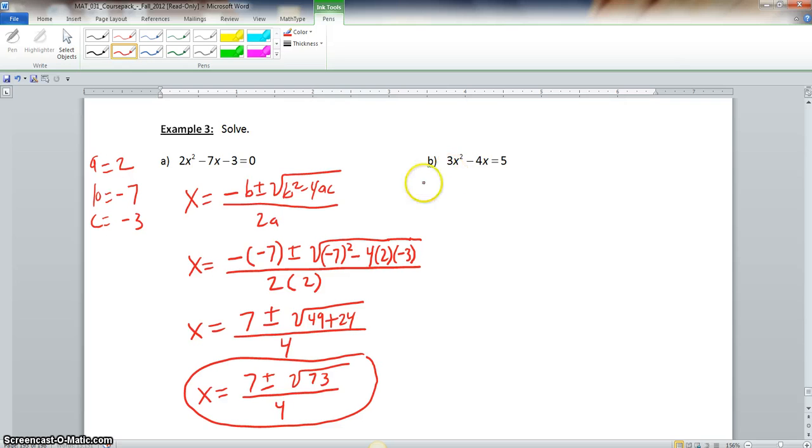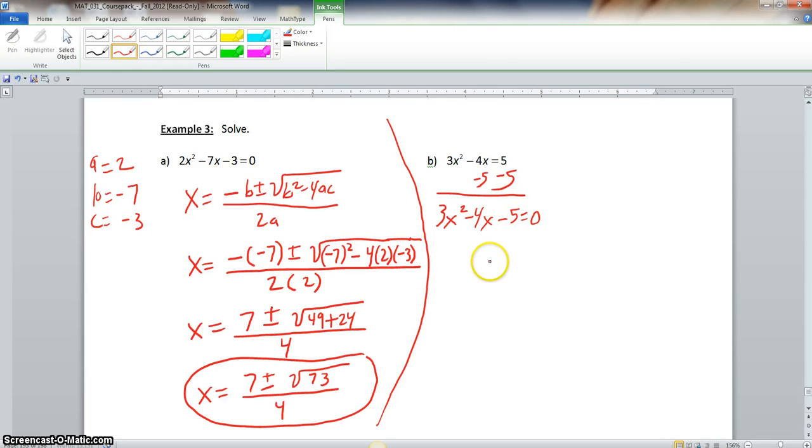Now we go here to B. We cannot use the quadratic formula because this is not equal to 0. So our first order of business, let me separate this. Our first order of business is to subtract 5 on both sides. Now we will have 3x squared minus 4x minus 5 equals 0. Now we can list our A, B, and C. Now to conserve room, I'm going to write A, B, and C above here. Now A is 3, B is -4, and C is -5.